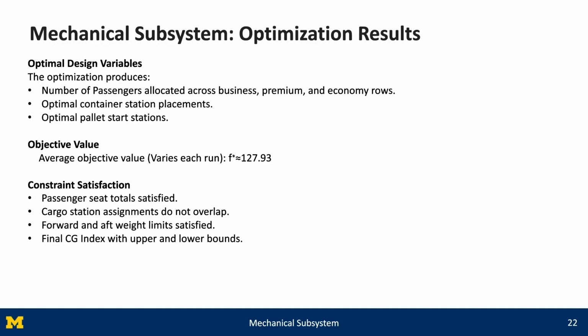Our optimization produces the number of passengers allocated across each row and optimal container and pallet locations in the cargo bay. For our objective value, it does vary each run, but we average around 127. We see this being somewhat large due to the discrete nature of our problem. We still meet all our constraints, including passenger seat totals, cargo station assignments not overlapping, forward and aft weight limits, and our final CG index being within upper and lower bounds, indicating the aircraft can still fly.